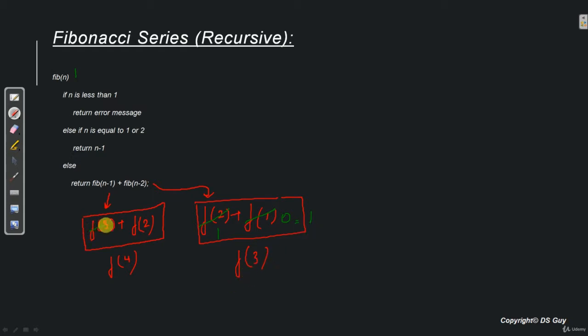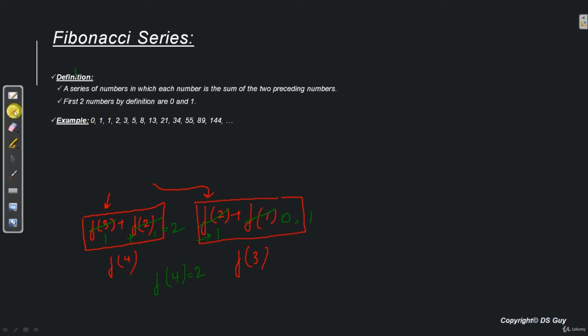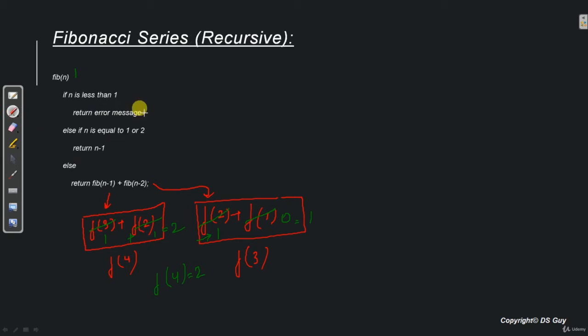So now we replace f of 3 with 1, and f of 2 with also 1, which we got from here. So if you add both of them, we get value 2. So f of 4 is equal to 2. That is, the fourth number in the Fibonacci series is number 2. Now if we quickly see in the previous slide, we saw that the fourth number is number 2. So this is how we can find a Fibonacci series number using a recursive method.